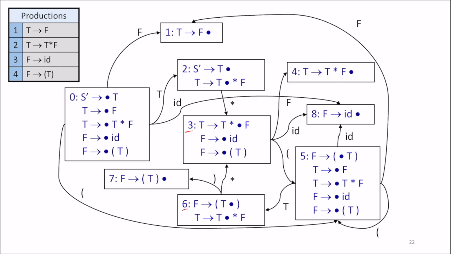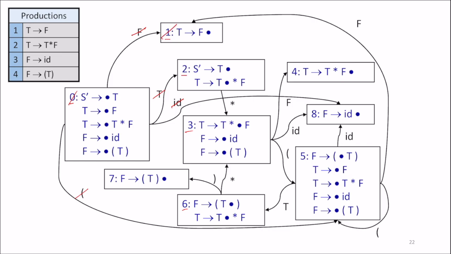Let's start with state 0 and look at every symbol where the dot is in front of it. So the dot is in front of T, and we've covered it. It's in front of F, and we've covered that. It's in front of ID, we've covered ID, and in front of open parenthesis, and we've covered that. Let's go to state 1. So we've covered state 0. We go to state 1. The dot is right at the end of that right hand side, so there's nothing to do for state 1.